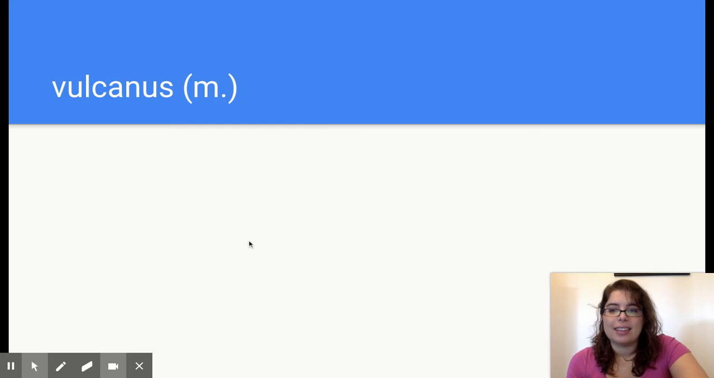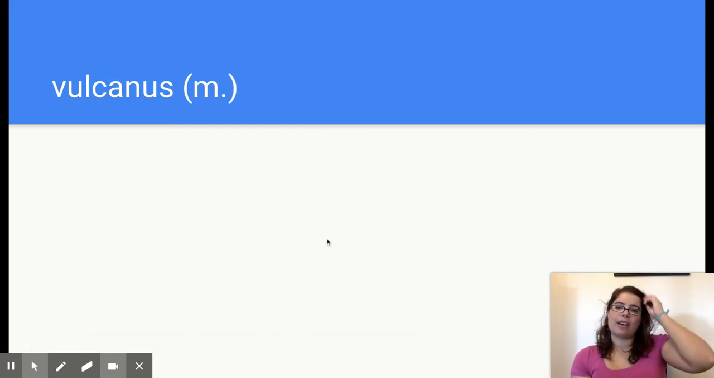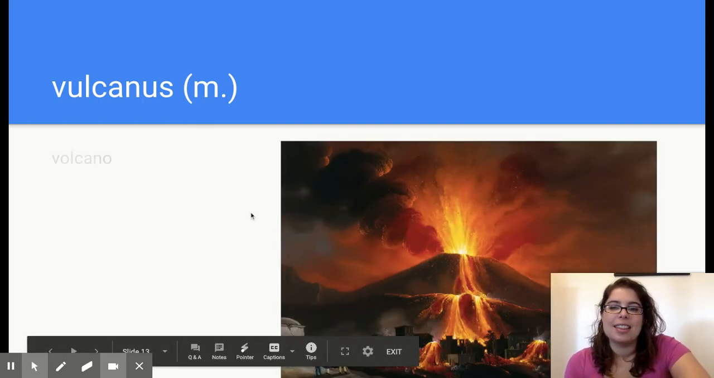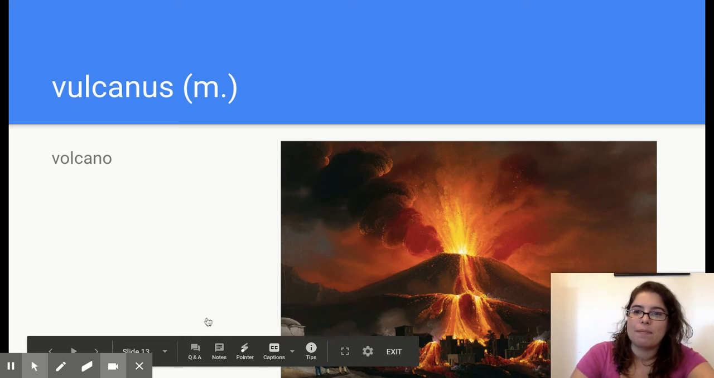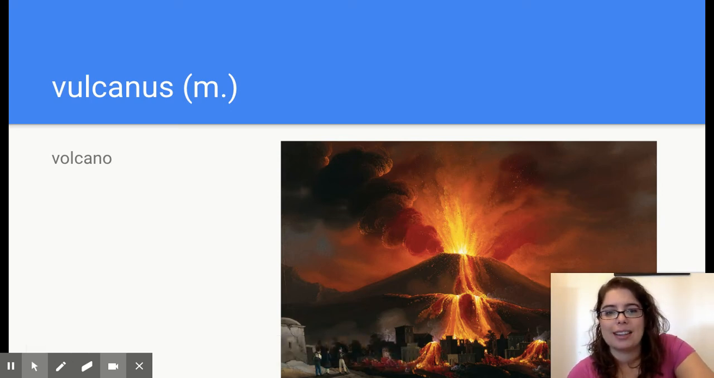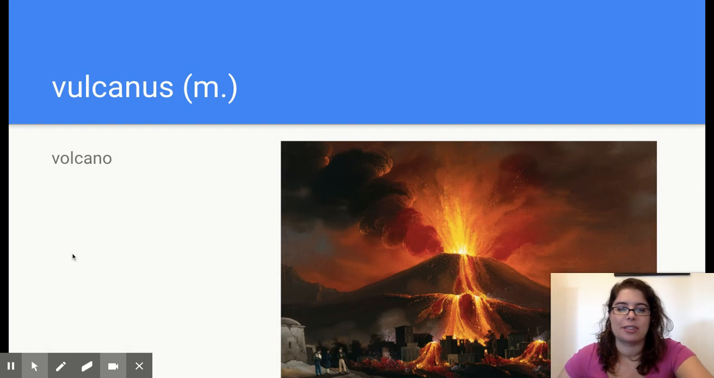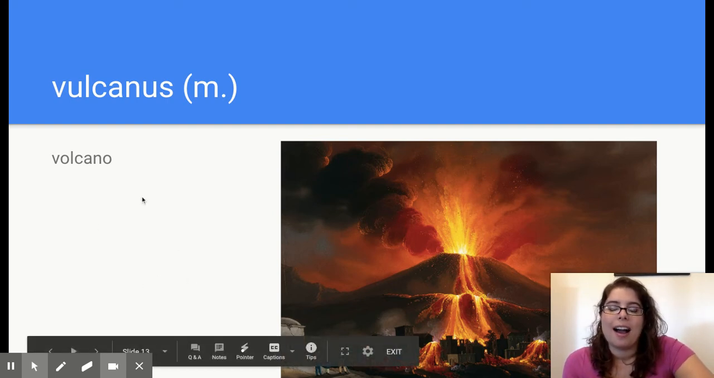And then I think this is our last word. We have vulcanus. Vulcanus is masculine. And if you couldn't guess, this is our word for volcano. Now, I'm not sure exactly when this word came to be in Latin. They didn't originally have a word for volcano in Latin. It wasn't until they kind of started figuring out what volcanoes were.